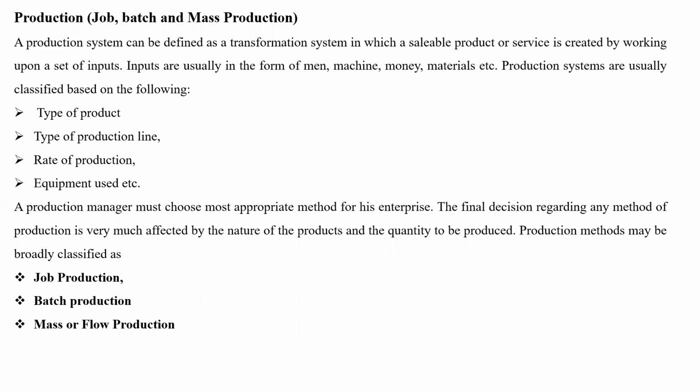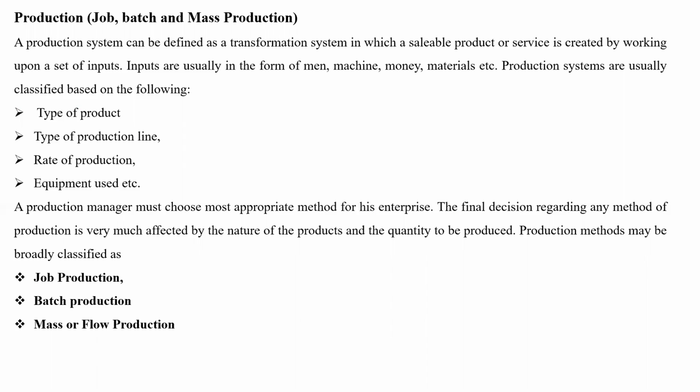Production is a process of transformation of inputs like man, machine, material, money, whatever input resources are required. We input the resources, we transform them by using an appropriate production system, and we produce an output. That is called production. Now, here we need to understand how the production system will be designed in organizations.